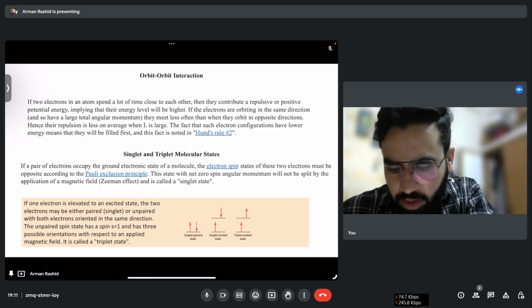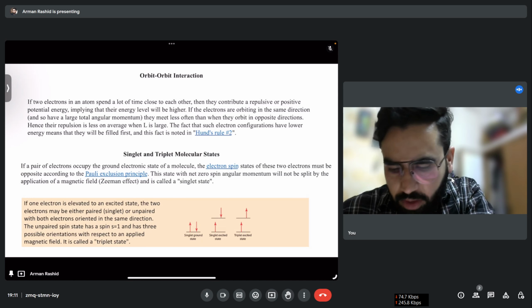Okay, if the two electrons in an atom spend a lot of time close to each other, then they contribute a repulsive or a positive potential energy, implying that their energy levels will be higher. If the electrons are orbiting in the same direction, so have a large total angular momentum, they meet less often than when the orbits are in the opposite direction. Hence, their repulsive average is less. The fact that such an electronic configuration has less energy means it will be filled first, and this is called Hund's rule 2. So here, Hund's rule 1 we have explained because of spin correlation. Now we have Hund's rule 2.